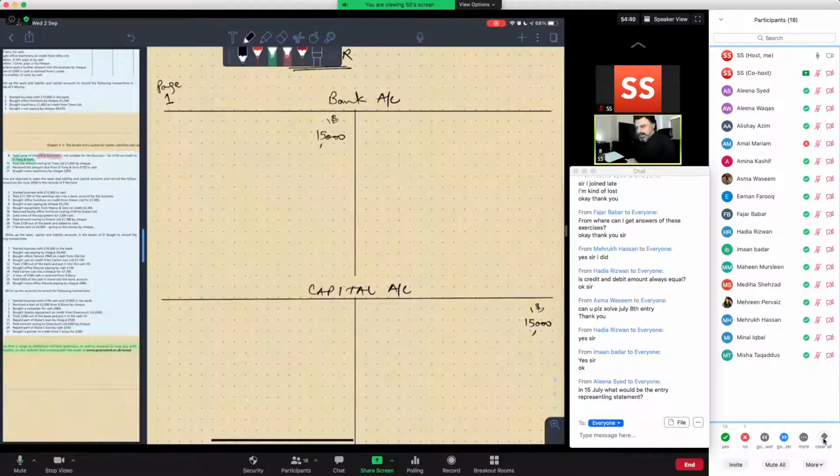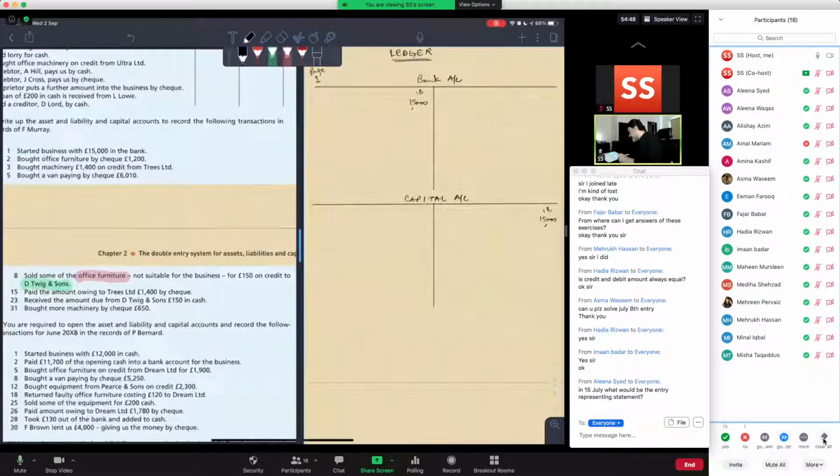Alina has asked a question. On 15th July, what would be the entry representing statements? Okay, let me go ahead. 15th of July is paid the amount owing to Trees Limited by check. So you can write the narrative for this transaction as entry representing payment to Trees Limited by check. You can just summarize the same transaction. You can just put a summary of the transaction information given in the question.